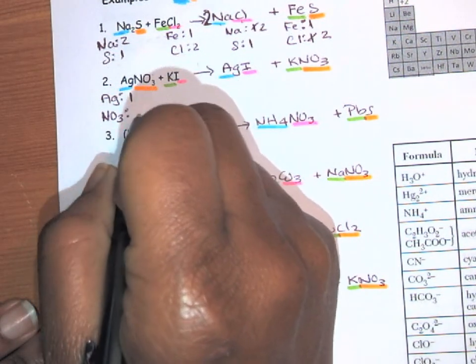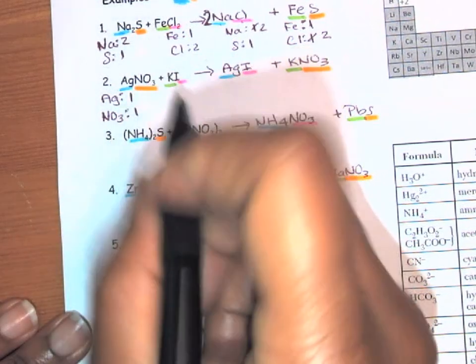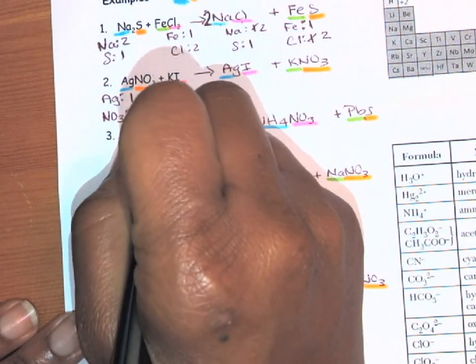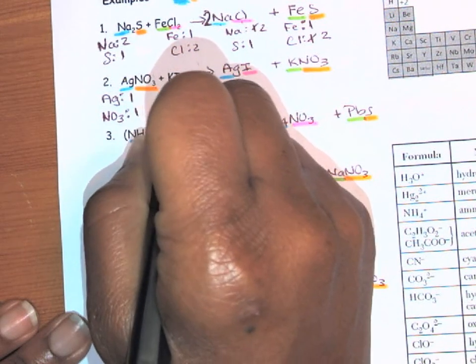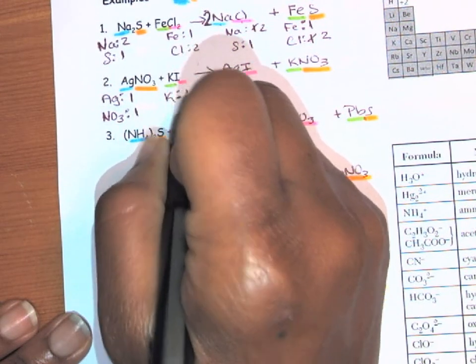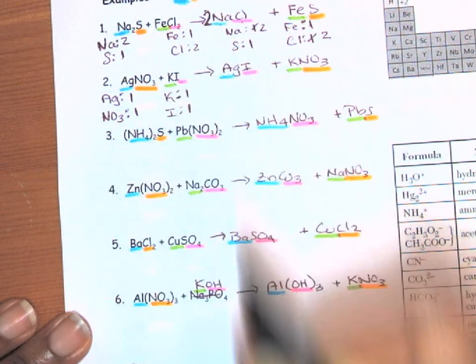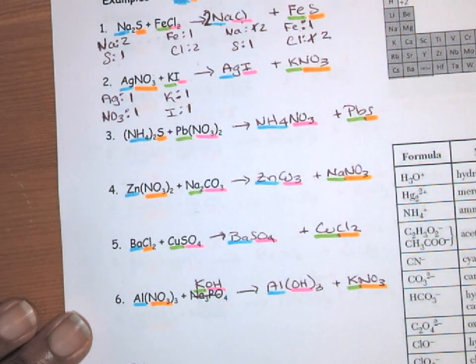So, and I only have one of those. Now I only have one because there's no parentheses around it, right? Do the same thing for the second cation, potassium. I've got one of those, and then iodine, I've got one. Okay, great. So this looks good.